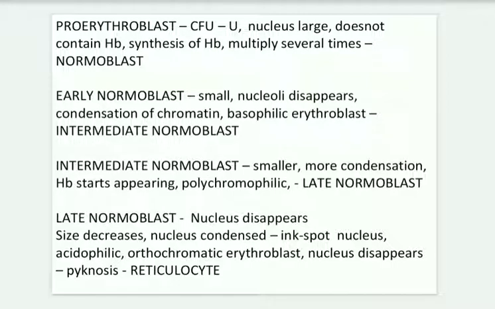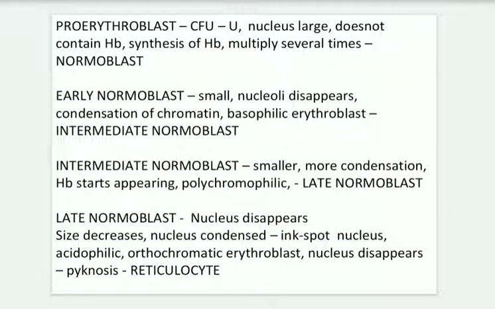In intermediate normoblast, the cell is smaller as compared to the previous normoblastic stage, but the chromatin network shows more condensation than in early normoblast. Hemoglobin starts appearing, and because of its presence, it stains both acidic and basophilic. As it contains both acidic and basic, it is called polychromophilic or polychromatic erythroblast, and this develops into the next stage, that is the late normoblast.